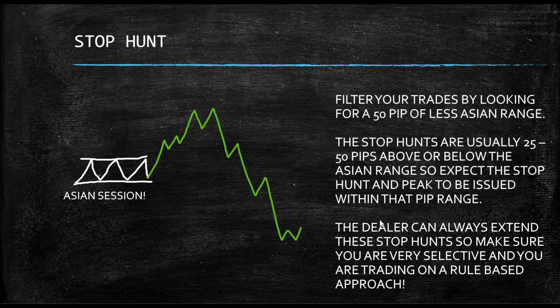The dealer can always extend these stop hunts, so make sure you are very selective and you're trading on a rule-based approach, right? Because sometimes you might find that your Asian range can be 80 pips and your stop hunt sometimes can even go all the way to 30 pips. So as we always teach, you need to be very selective when trading. You do not have to trade everything that you see on the market. Being selective is very important.